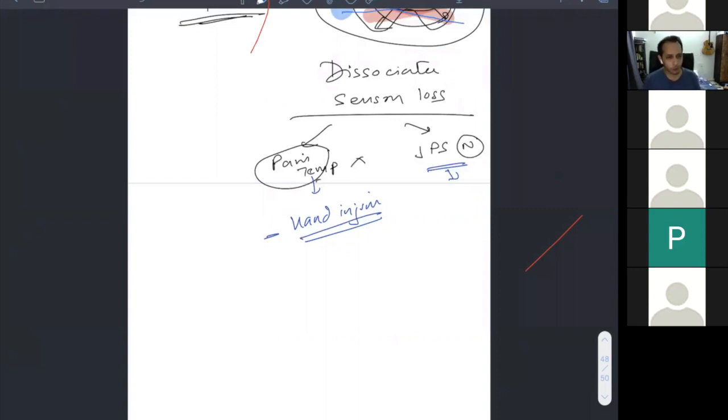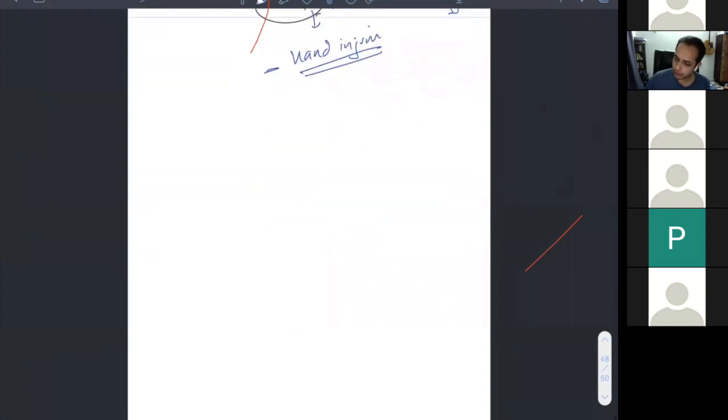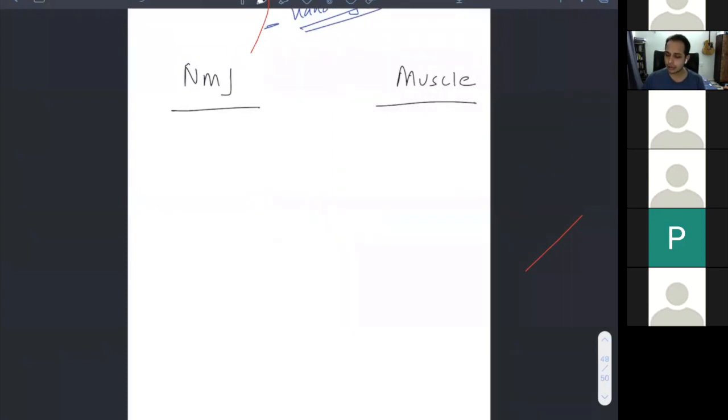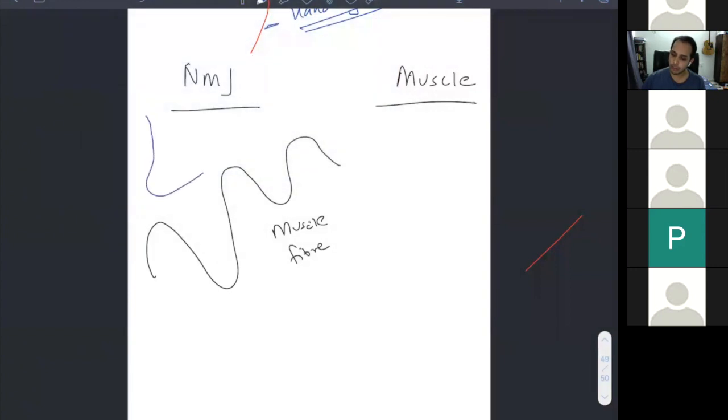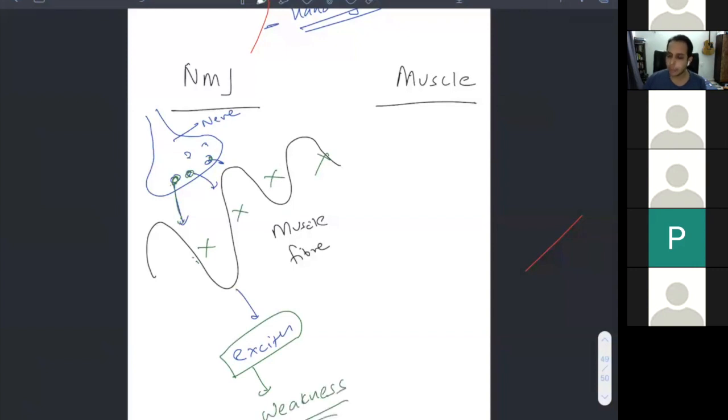Dr. Pranav just asked how to differentiate between neuromuscular junction and myopathy. That's a good question. So let's take that separately. You have the neuromuscular junction and you have the muscle. Suppose this is your muscle fiber, and you have a nerve terminal. You have acetylcholine, which gets released, and then your muscle fiber gets excited. The whole problem with the neuromuscular junction is that something is wrong with your acetylcholine release or action. So ultimately your acetylcholine is not acting on your muscle, and so excitation does not happen, which leads to weakness. That is the primary concept of neuromuscular junction disorder.